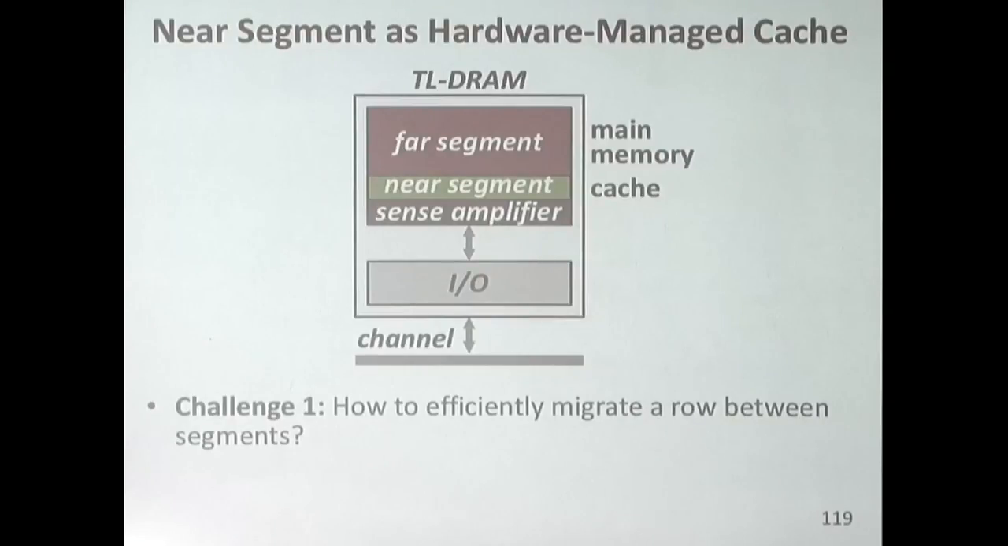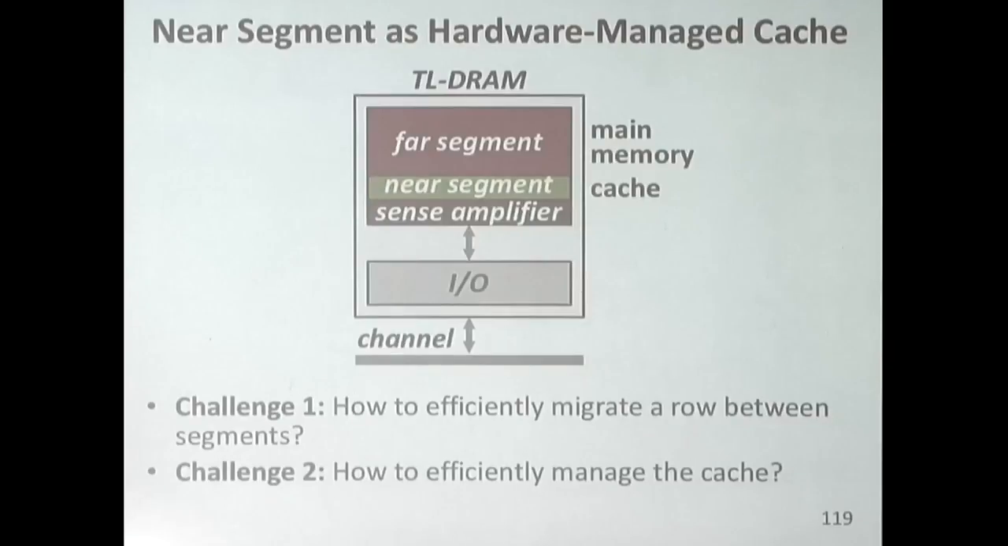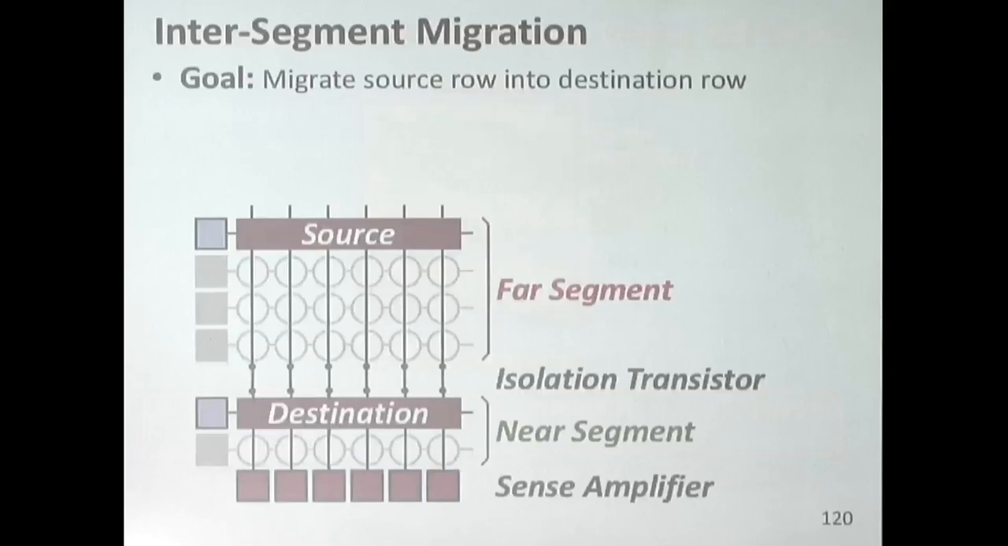Whenever you access data from the far segment, and let's say you want to cache it, how do you efficiently move the data from here to here? And the second question is, how do you efficiently manage the cache? What do you decide to cache in this near segment? Clearly, you're caching rows of memory, right? Let's take a look at the first one.